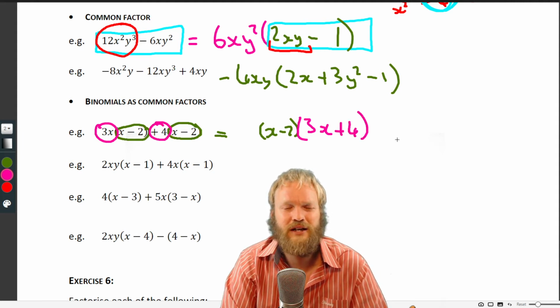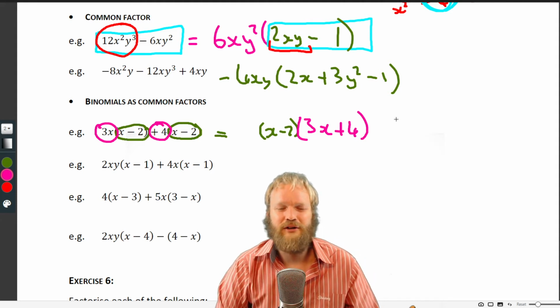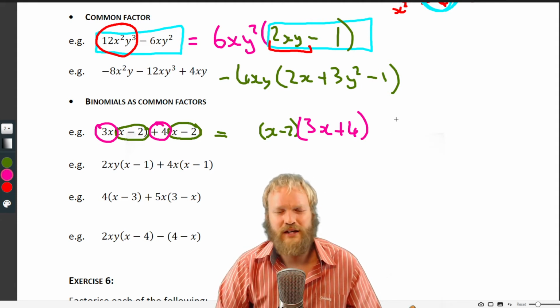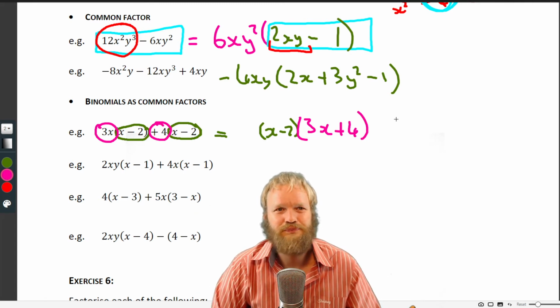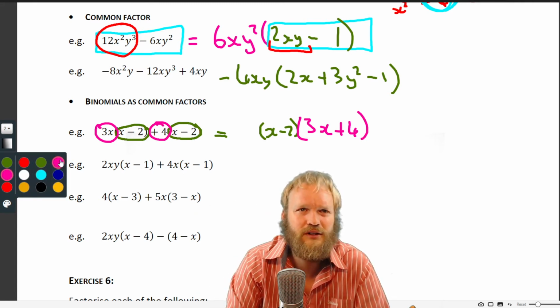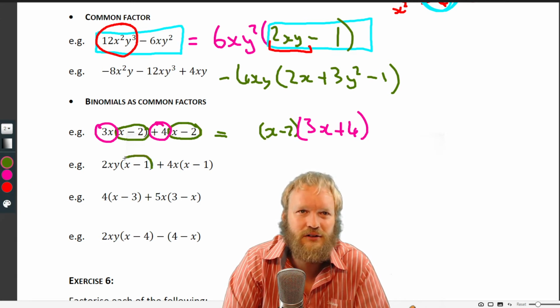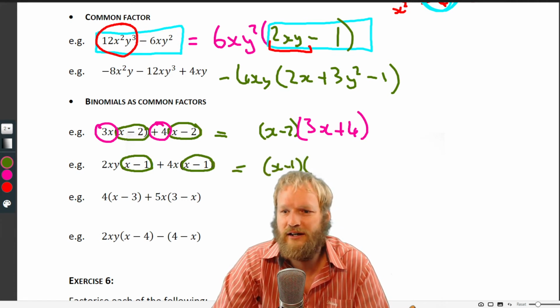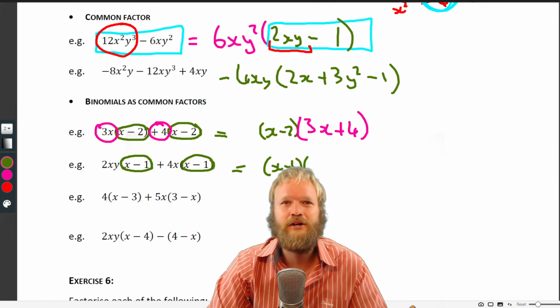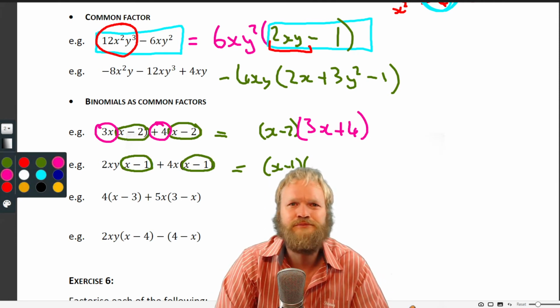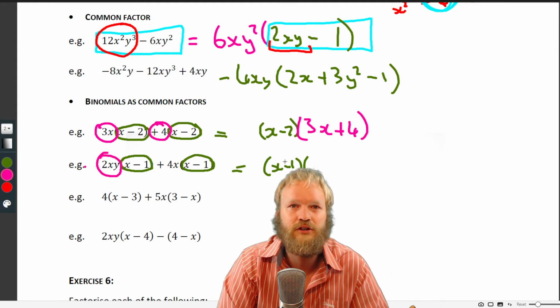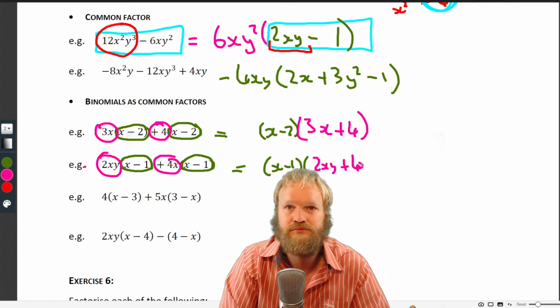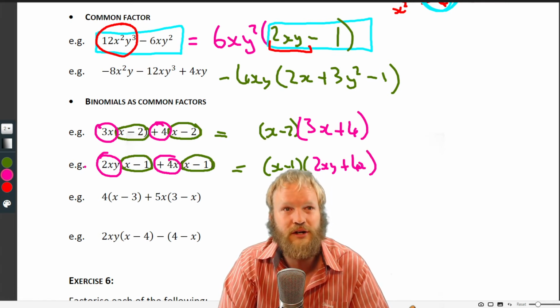How's that? Taking out a binomial as a common factor. Have you done that before? Yes or no? And how does it look over there? Okay, so in this next one, let's stick with this lovely green and say there's an x minus 1, there's an x minus 1. So let's take an x minus 1 out as a common factor. And now that we got our x minus 1 out as a common factor, we can see, oh, well, we're still going to multiply it by 2xy plus 4x. 2 terms in the bracket.